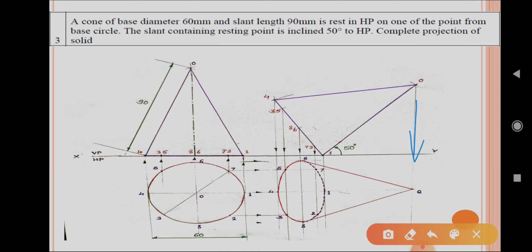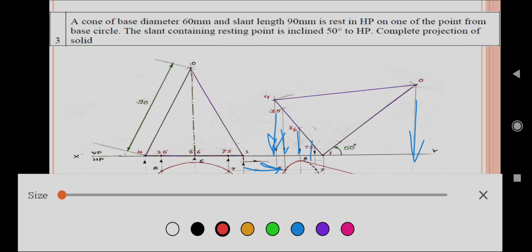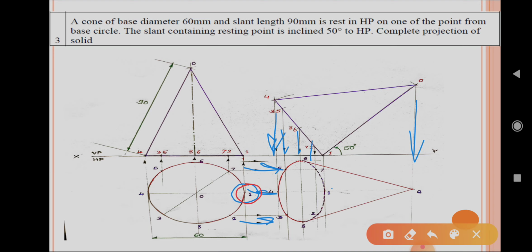draw a vertical projection line from each point, and also horizontal projection lines, first with the point number 1. With the vertical and horizontal projection lines we can mark it here. Similarly, with point 2 we can get point 2 here, and the remaining points we can mark. The O point we can directly mark here.